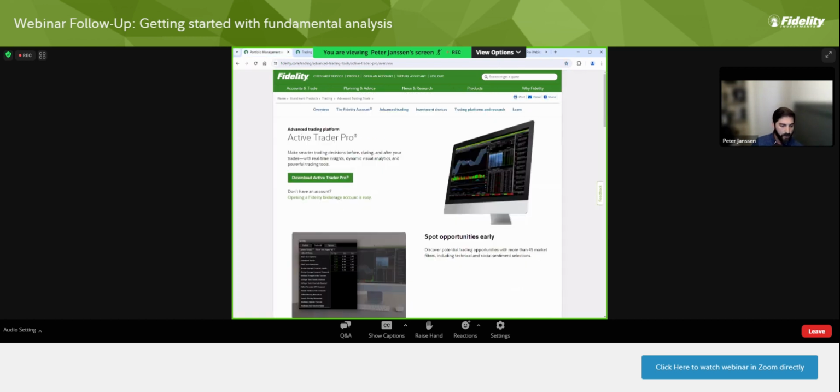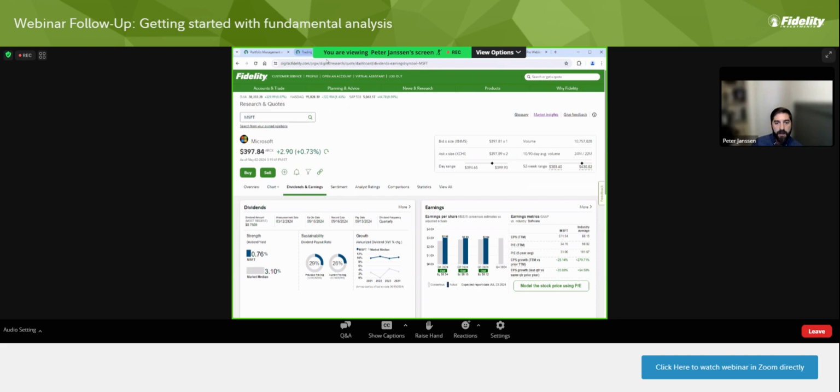What was the other one I wanted to go back to here? Question about how to get back to, I think we were showing that sector information. Got too many tabs open. Let's clean this up a little bit.